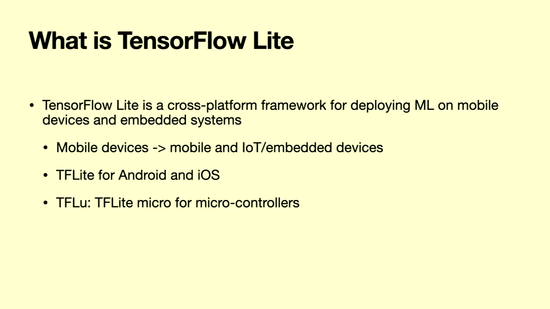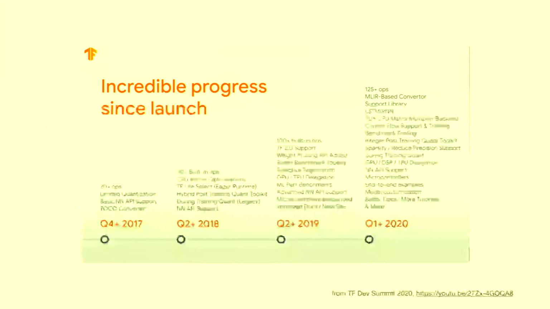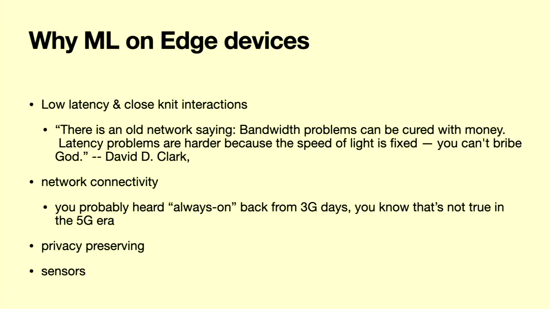Okay, as you probably know already, TFLite is a cross-platform framework. It runs originally on mobile devices and then on IoT, and it runs on Android, iOS, and Micro. Why do you want to use machine learning on edge devices?